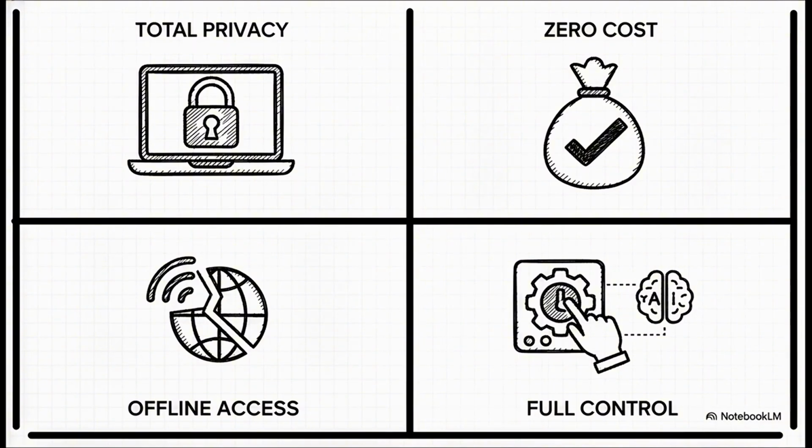First up, total privacy. I mean, think about it. Your confidential work files, your code, your personal notes, it all stays right there on your machine, period. Second, zero cost. You can build, test, and run your apps 24/7 without ever seeing an API bill. Third, offline access. This is huge. You can work from anywhere, even with spotty internet or on totally secure air-gapped systems. And finally, full control. You get to be the boss. You pick the model, you tweak its behavior, and you build the exact workflows you need.